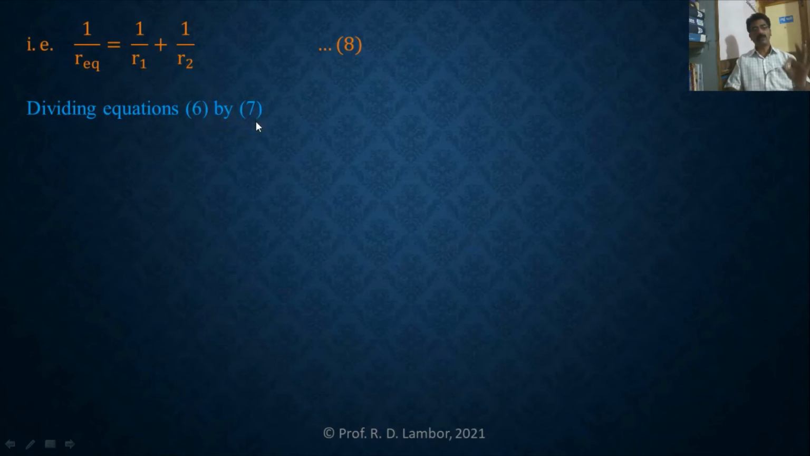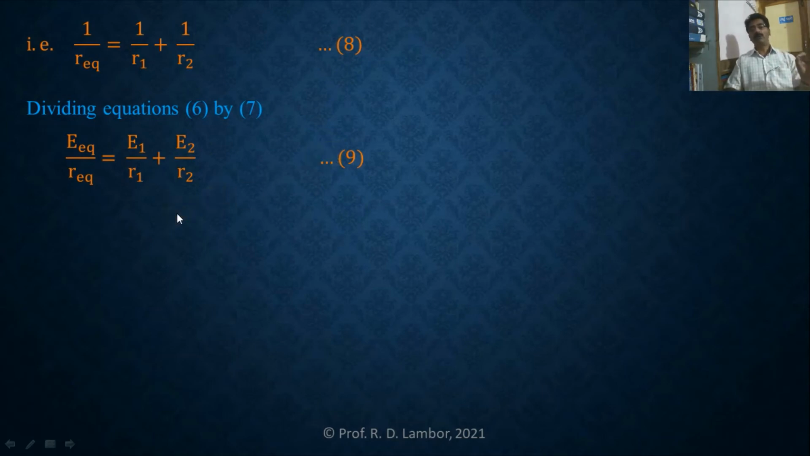Now we are dividing equation 6 by equation 7. Equation 6 gives us equivalent EMF of the two cells, and equation 7 gives us equivalent internal resistance of the two cells. So if we divide equation 6 by 7, we get E equivalent upon R equivalent is equal to E1 upon R1 plus E2 upon R2. So these are the two equations related with two cells connected in parallel combination.